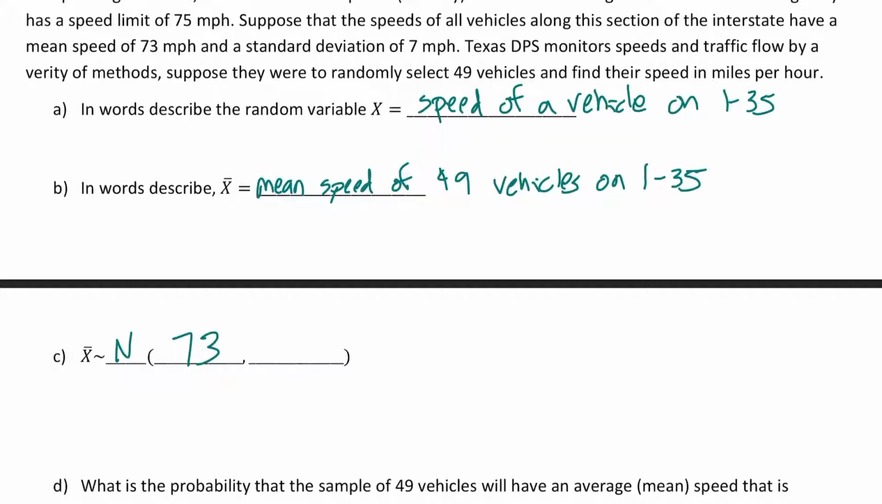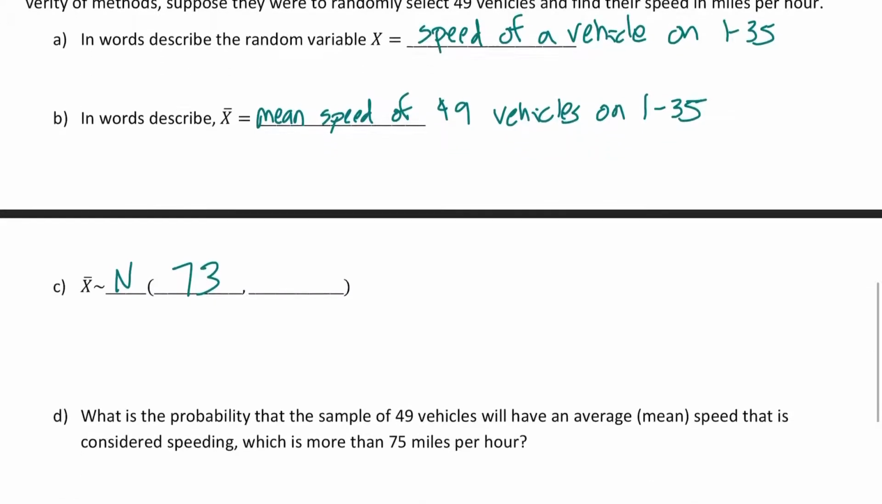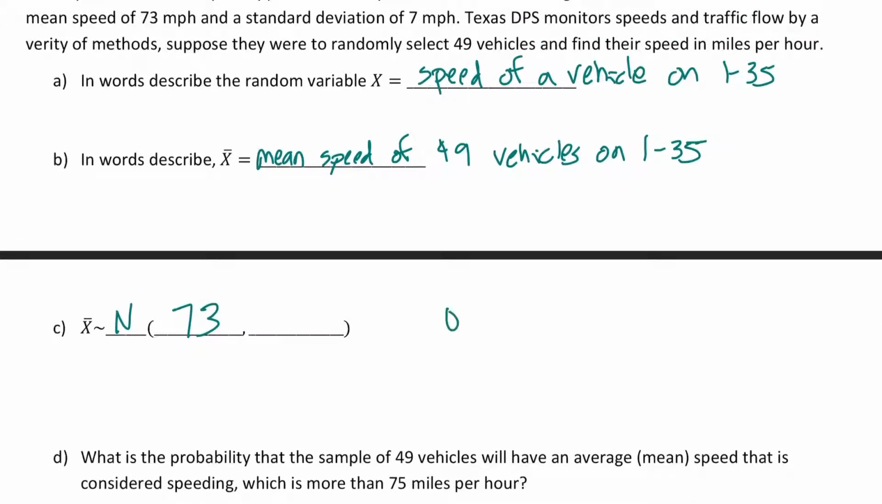And then for the standard deviation, it is not just 7. The standard deviation of x bar is going to equal the standard deviation of x over the square root of n. Well, what's the standard deviation of x? It's this 7. So it's 7 over the square root of, what's my n? My n is 49. So 7 over square root of 49.